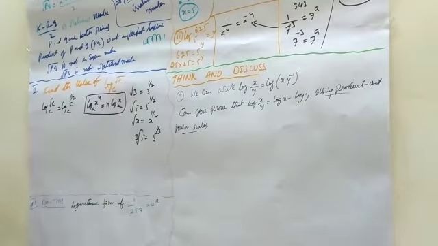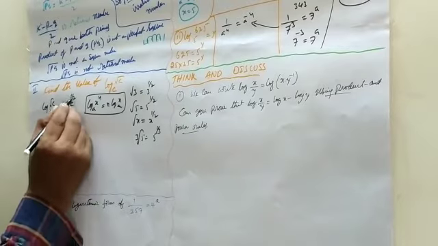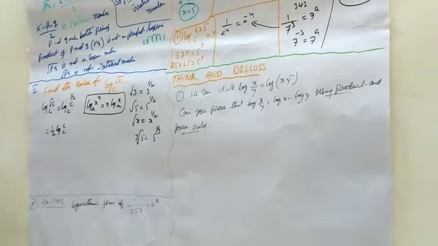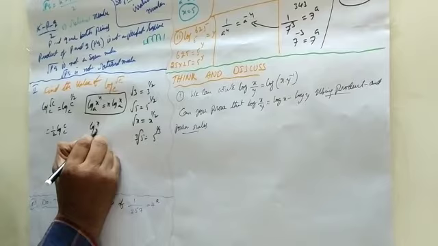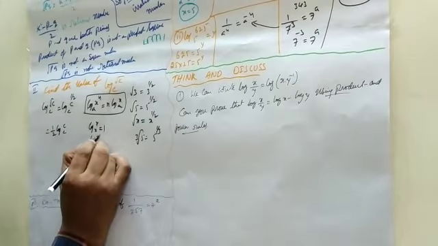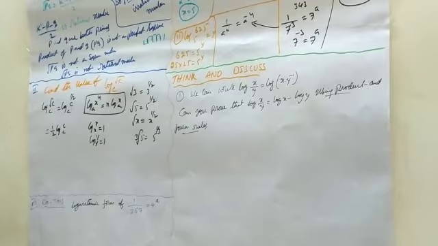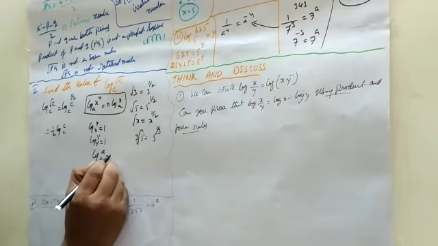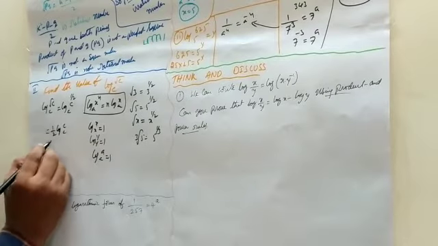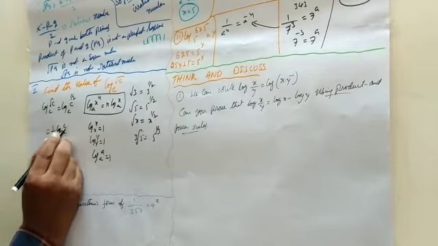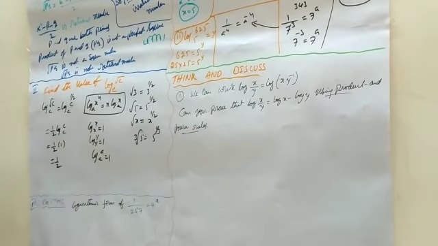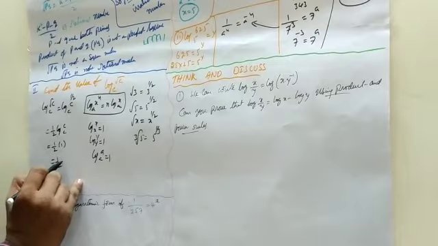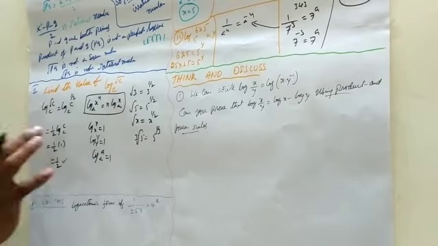According to this formula, 1 by 2 comes before the log: 1 by 2 into log c base c. What is the meaning of log c base c? Already well known to you. Log x base x is equal to 1, log y base y is equal to 1, log a base a is equal to 1. Therefore log c base c is equal to 1, and already 1 by 2 is there. That means 1 by 2. This is find the value of log root c base c, which is equal to 1 by 2. Like that.